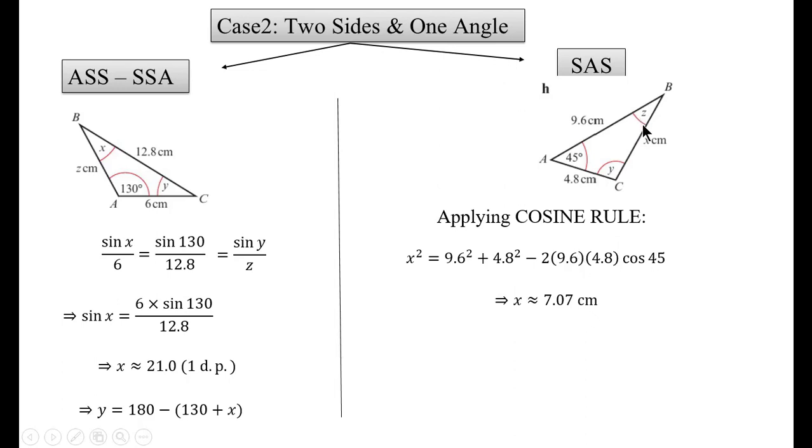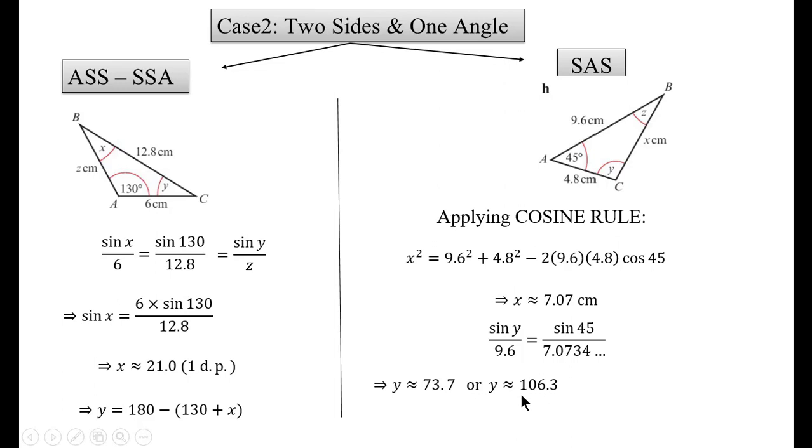After knowing the value of x, we can get an angle like y or z by applying sine law. I prefer to get the largest angle, which is opposite to the largest side, which is y. I can say sine y over 9.6 is equal to sine 45 divided by x, and in this case we can say y is equal to 73.7 or y approximately equal 106.3.